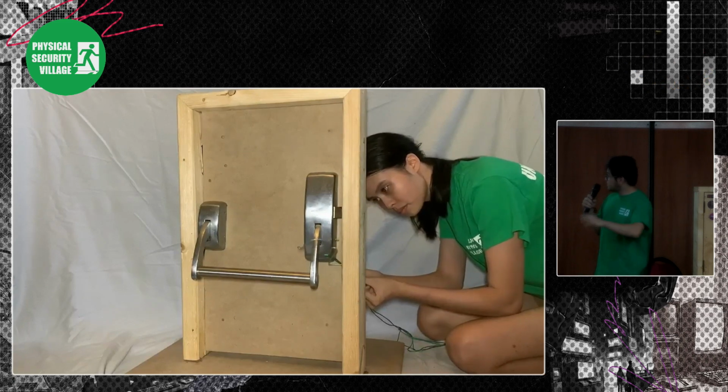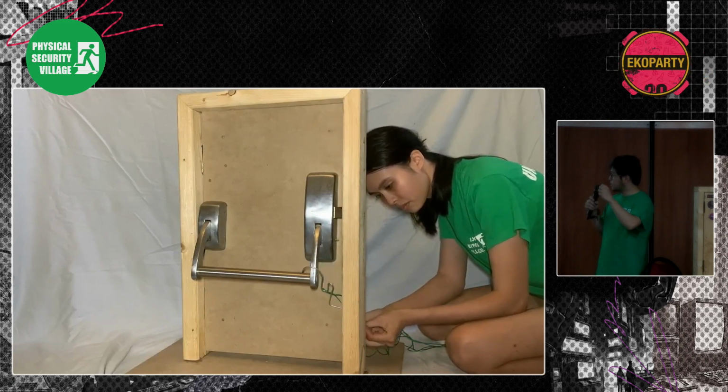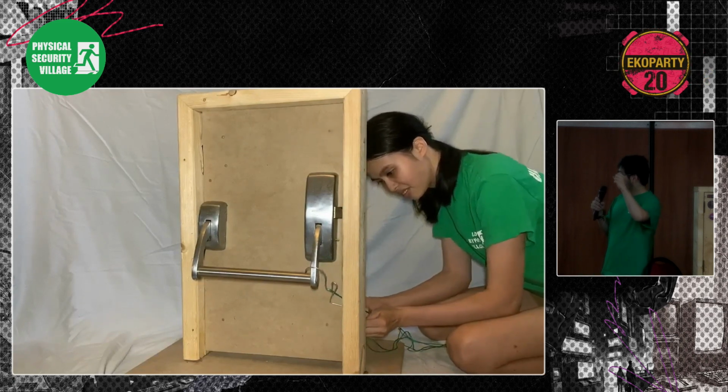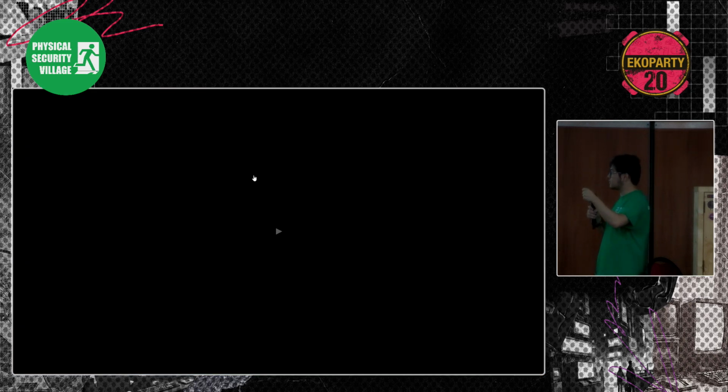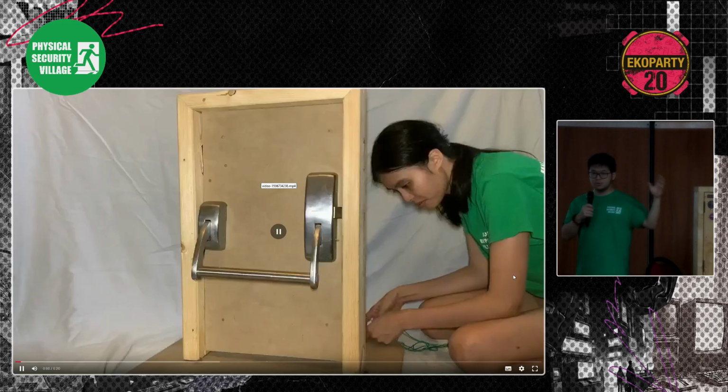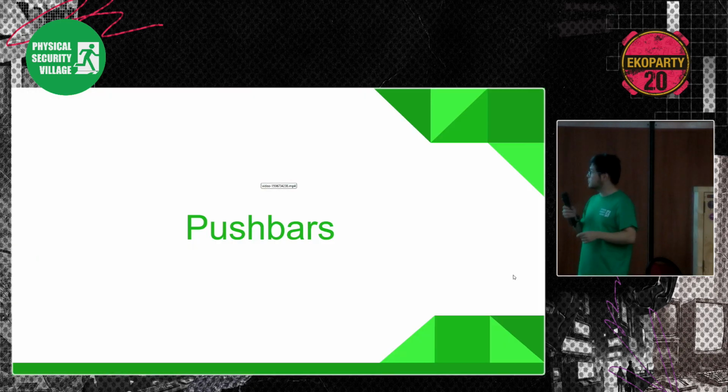You can see here, if there's enough space to fit the wire in, then all you really need is to hook it onto that crash bar and then pull using the string. And yeah, very similar in concept, as I mentioned before, to the previous two.